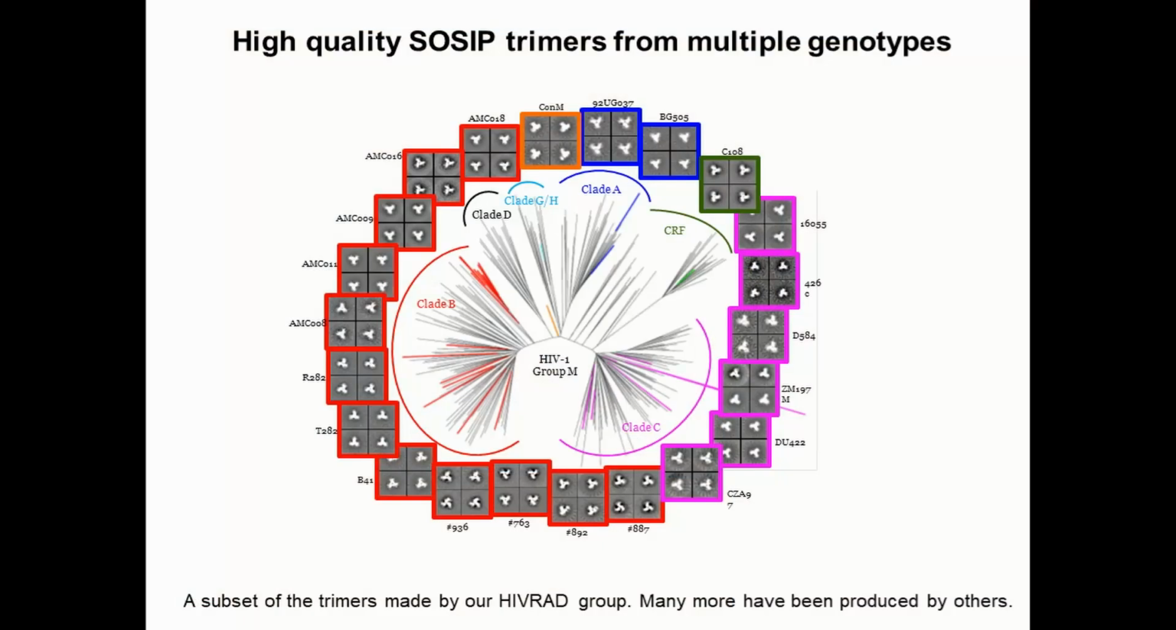But anyway, nowadays we can make these trimers from all of these different genotypes, all of these different clades, and when we make them to our design, they all look the same. So it doesn't matter what the genetic sequence is. We can make clade Cs, clade Ds, clade Bs, and they all look the same because they all have a regular structure, because we've stabilized them in the right conformation.